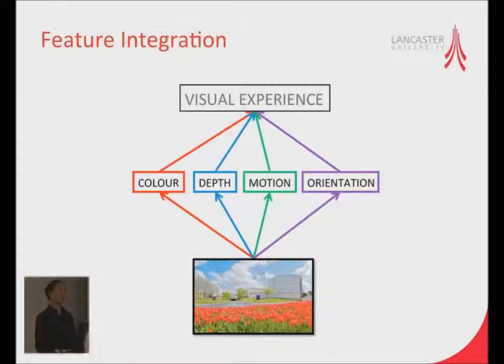Just a quick recap on what feature integration is for those of you who might have forgotten. If you look at the bottom, you have this lovely picture of Lancaster, where I work. And you see that there's a lot of information. You have color, you have shape, you have depth, you have orientation. And if this were a movie clip, you would also have motion, okay? Now, although all this information reaches your eye, reaches your retina at the same time, your brain does not process it all at once. What it does is it processes it in more or less different pathways, okay?